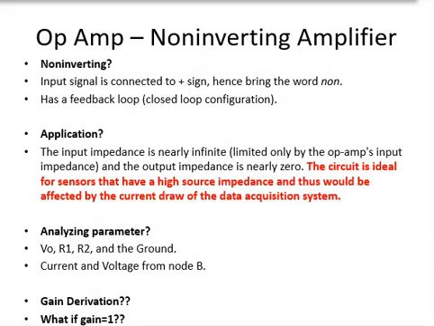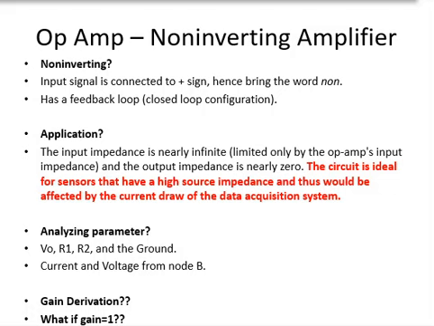This op-amp is called a non-inverting amplifier because the input signal is connected to the positive sign. And it has a feedback loop, which is a closed loop configuration. For application purposes, the input impedance is nearly infinite and the output impedance is nearly zero. The circuit is ideal for sensors that have a high source impedance, and those would be affected by the current draw of the data acquisition systems.